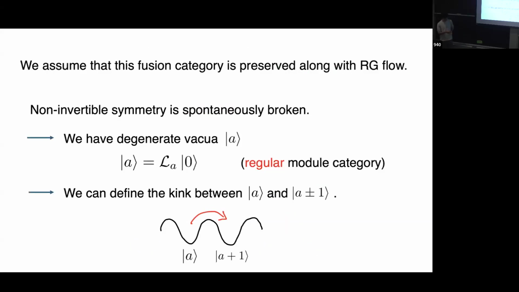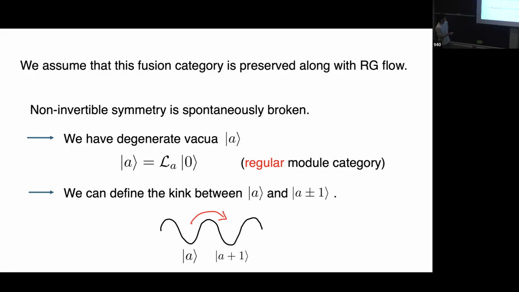So then, do you also have the null line among those lines, the trivial line? Yeah, I include the trivial topological line. So this is the assumption.